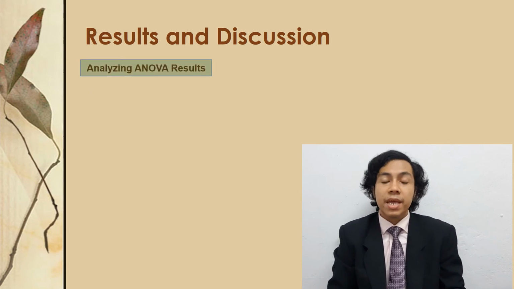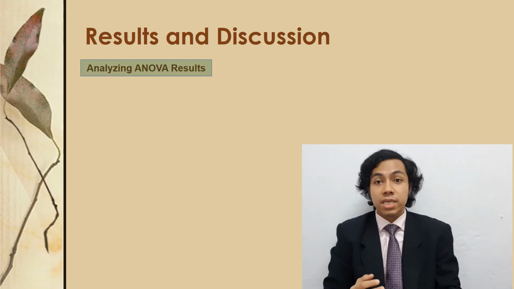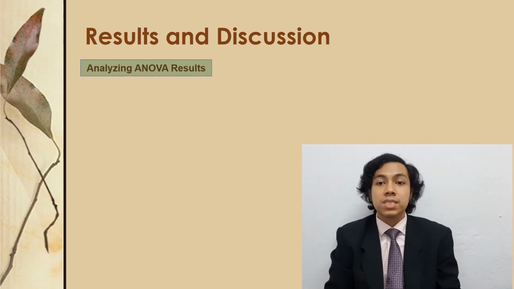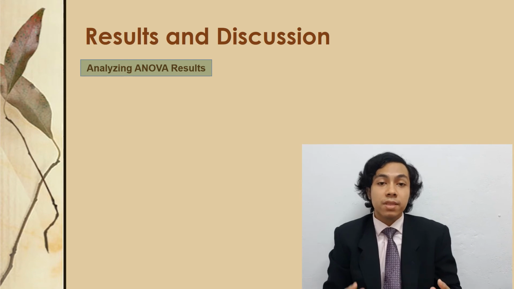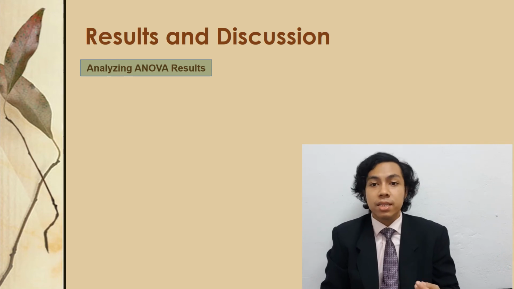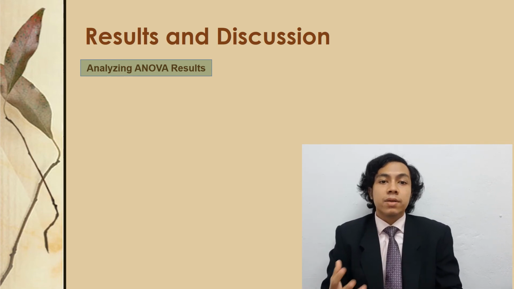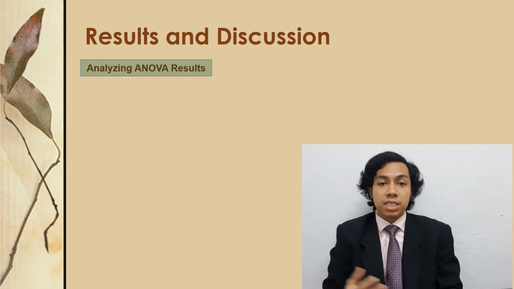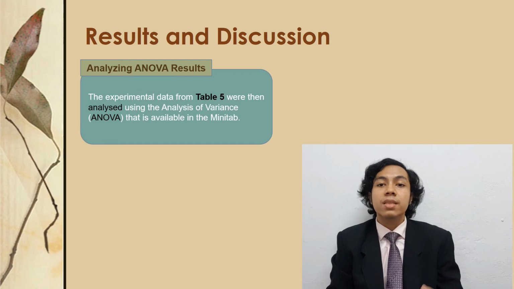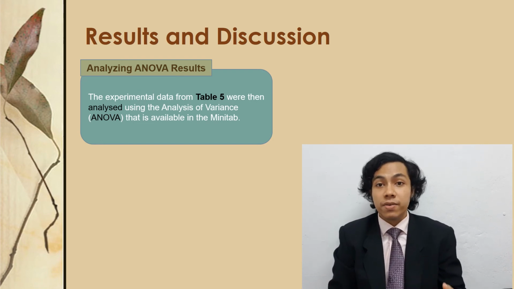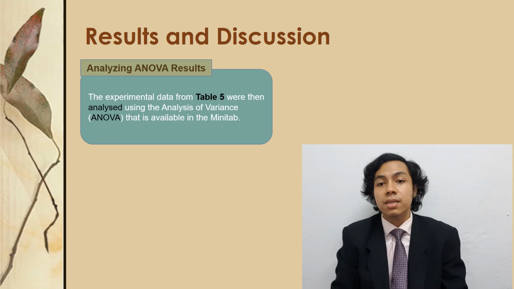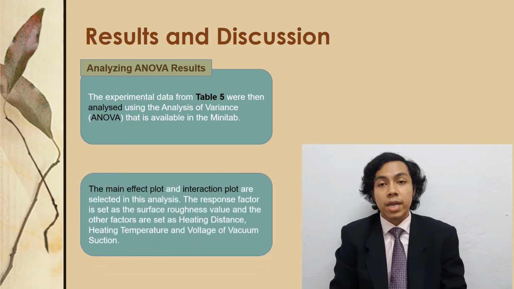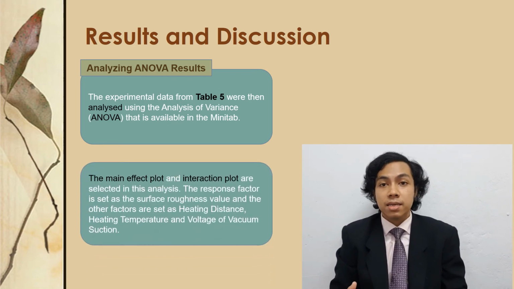The experimental plan used in this study was generated using the Minitab statistical software. A full factorial DOE plan was generated that consists of 13 runs with different combinations of variables as tabulated in Table 3. The response factor of the DOE is the surface roughness value. The experimental data from Table 5 were then analyzed using analysis of variance ANOVA that is available in Minitab. The main effect plot and interaction plot are selected in the analysis.